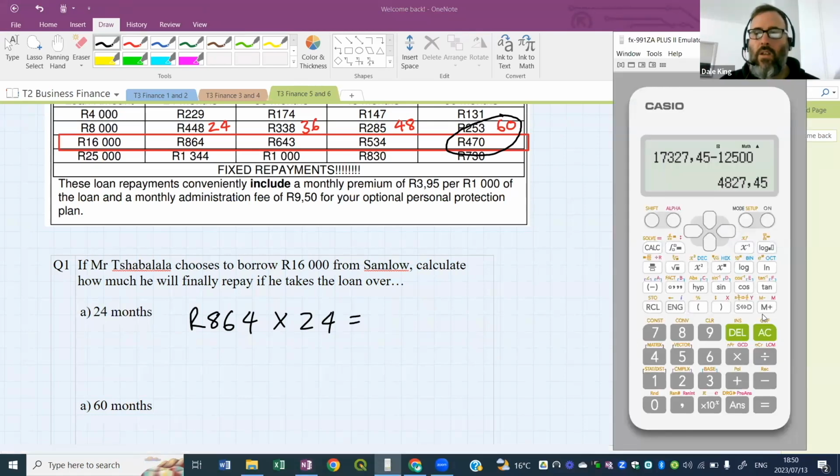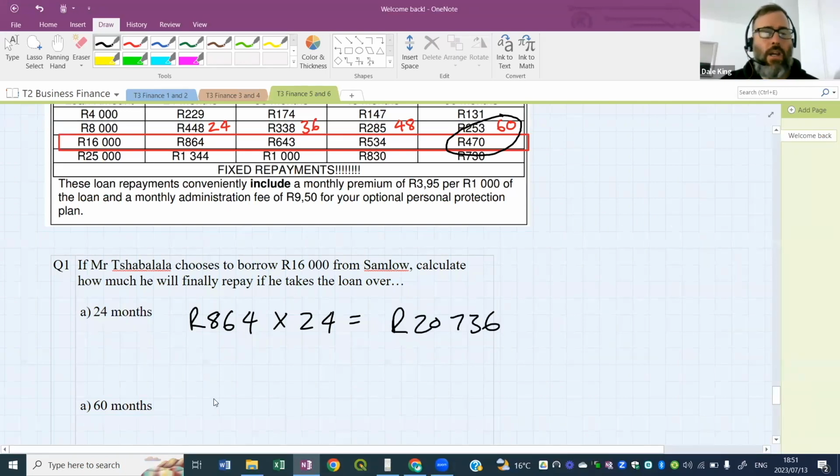21,216. Yo, that's a lot. Okay, so check my calculator there on the screen. Just check that you're doing the same thing. 864 times 24, hey? Yes, sir. All right, so 20,736.